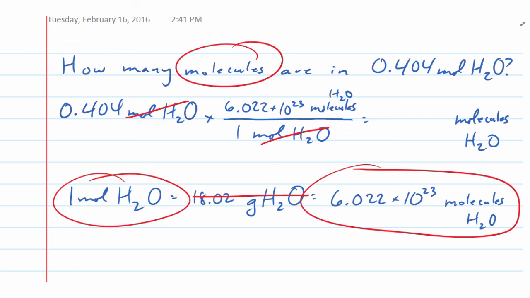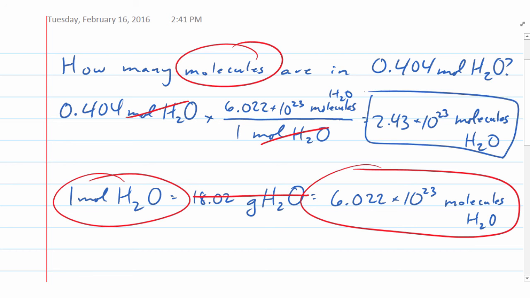You run it through there. Looks like we wind up with 2.43 times 10 to the 23rd. So 2.43 times 10 to the 23rd. And make sure you can come up with that number yourself on your calculators. Okay, any questions on this one?